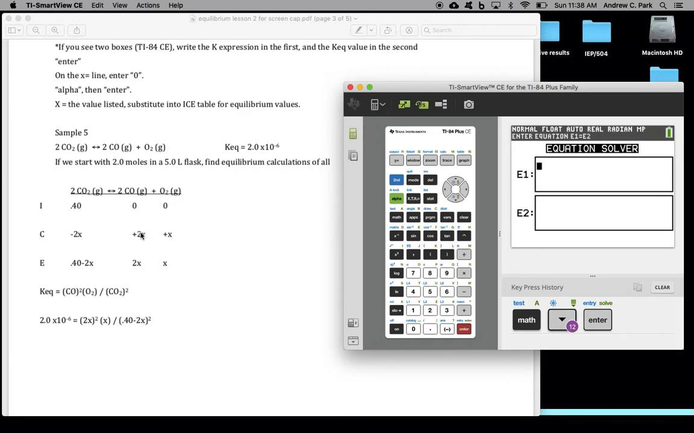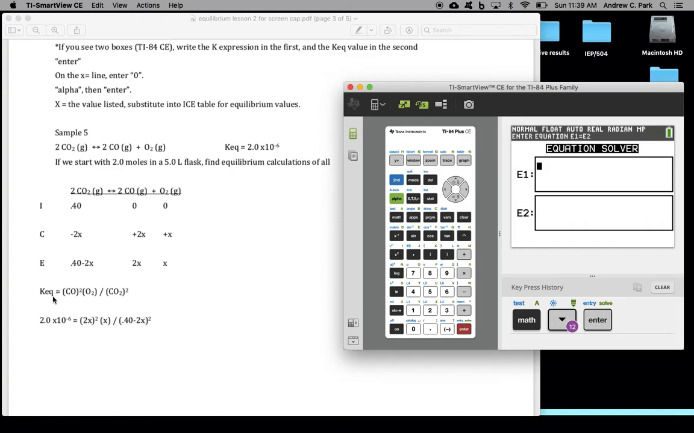When we don't know what the value of the change is going to be, we use x. Now I have to pay attention to the coefficients. Since CO2 has a coefficient of 2, it's going to be minus 2x. Carbon monoxide has a coefficient of 2, so it's going to be plus 2x here on the product side. Oxygen has a coefficient of 1, so it's just plus 1x. My equilibrium variables then will be as shown.